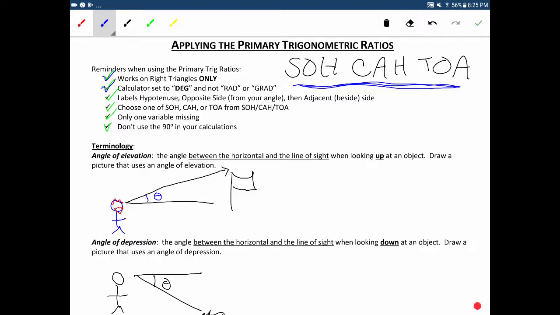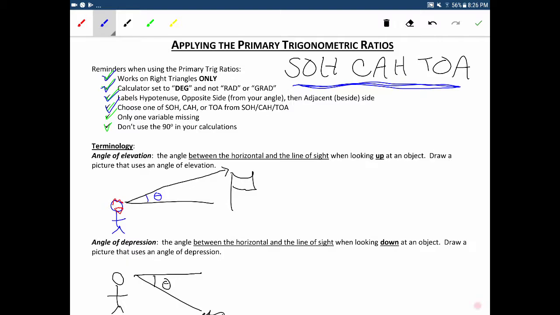So we're going to label the three sides, which I'll go over in a minute. We've got the hypotenuse, the opposite, and the adjacent. From that, you're going to choose the two sides. You'll be involving two sides. Based on that, you're going to decide whether to use SO, CA, or TOA: sine, cos, or tan. And then you'll only have one variable missing.